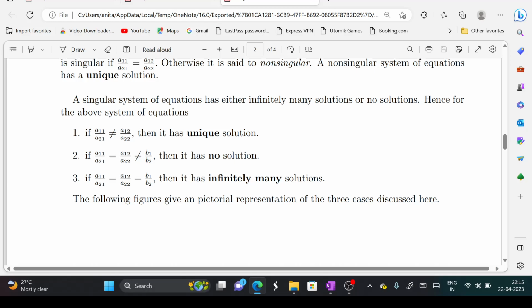Now, these are the conditions. If the ratio of the coefficients of x1 is not equal to the ratio of the coefficients of x2, then it has a unique solution. If the coefficient ratios are the same, but they are not equal to the ratio of the RHS vector components, then it has no solution. Here, if all these three ratios are the same, then it has infinitely many solutions.